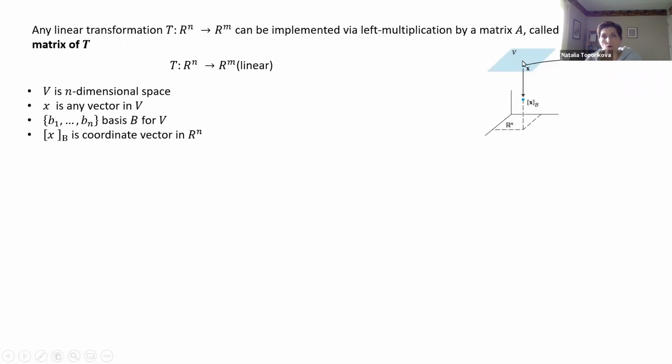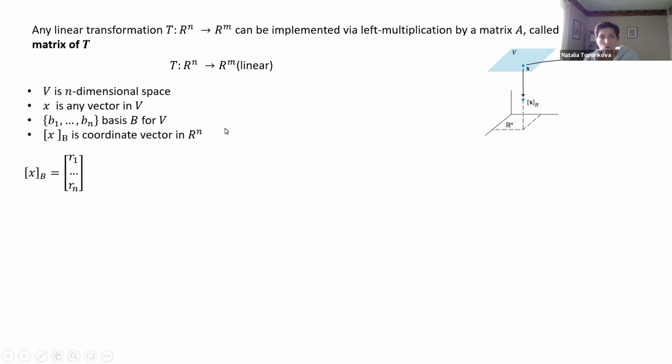We know that we can always go from V to our n-dimensional space Rn. And this Rn will have some kind of basis, which always has to consist of n vectors. We call it b1 to bn. And we can write down our vector x in the coordinates of this basis. We will call xB our coordinate vector, and it will consist of just n numbers, r1 to rn. But the important thing to remember is that those are just numbers.